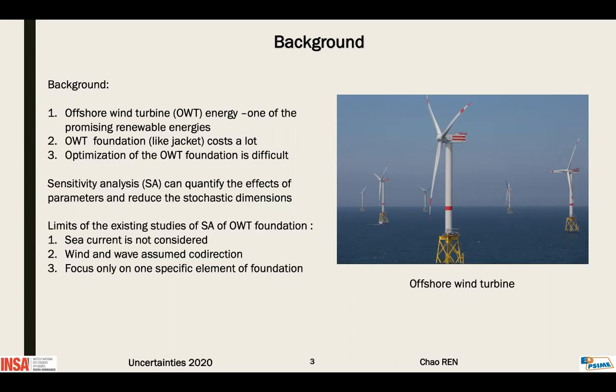Some sensitivity analyses of offshore wind turbine foundations can be found in the literature, but there are always some limits. For example, sea current is not considered, wind and wave are assumed to be co-directional, and they focus only on one specific element of the foundation. They provided limited information. Thus, in our study, we will consider these parameters.